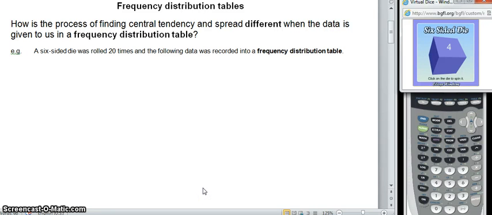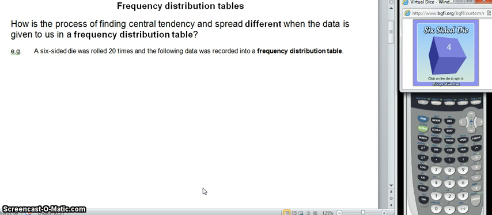Alright, in this video tutorial we're going to have a look at a frequency distribution table, and we've seen these before. They mainly consist of a table, and in one column, usually the left-hand column, it'll be what it's about. So it could be the number of pets, the number of brothers and sisters, the colour of a car, it could be anything.